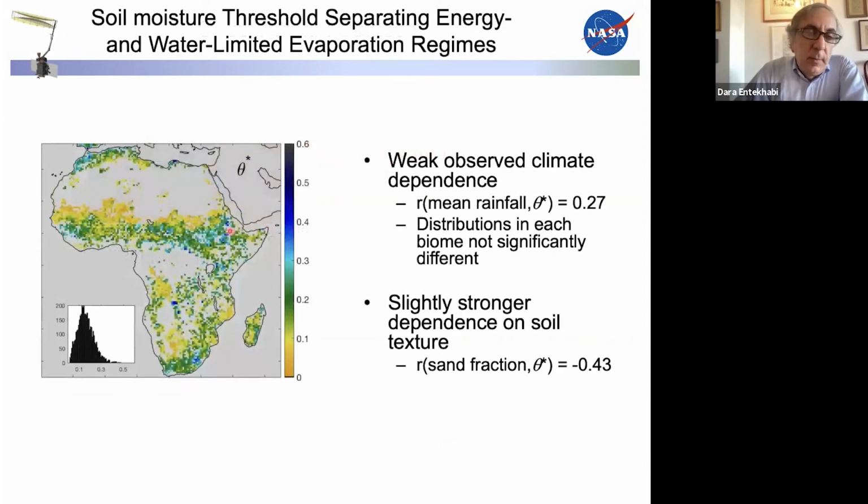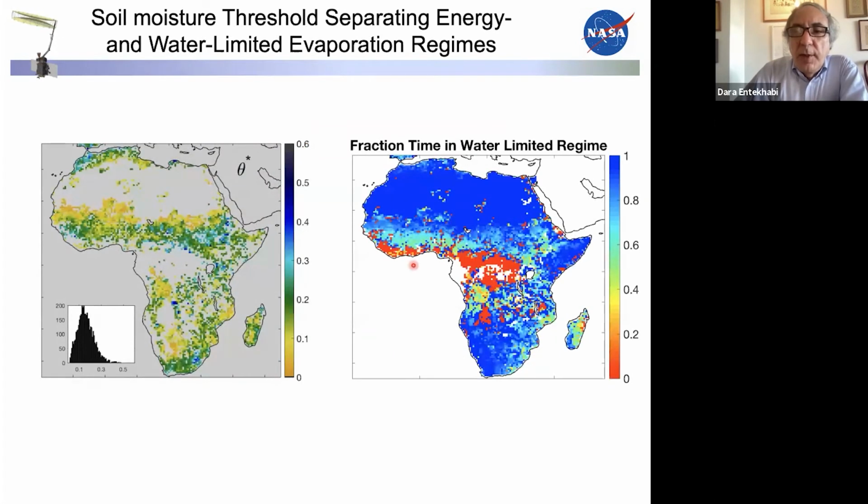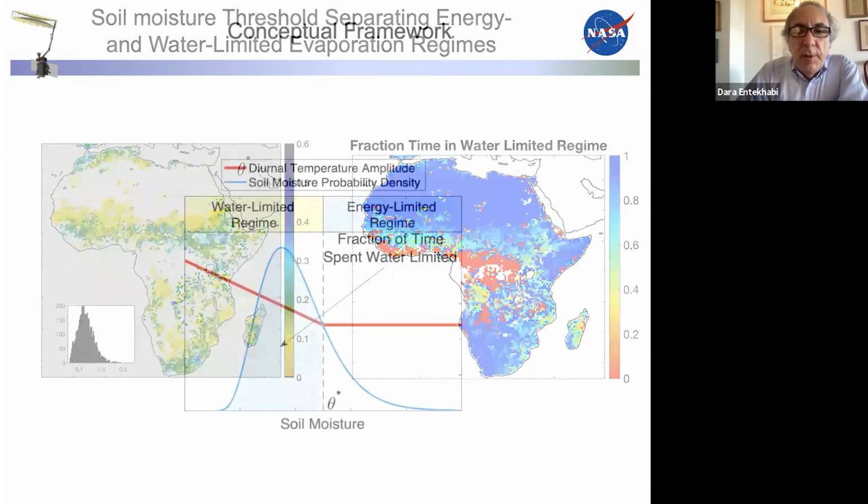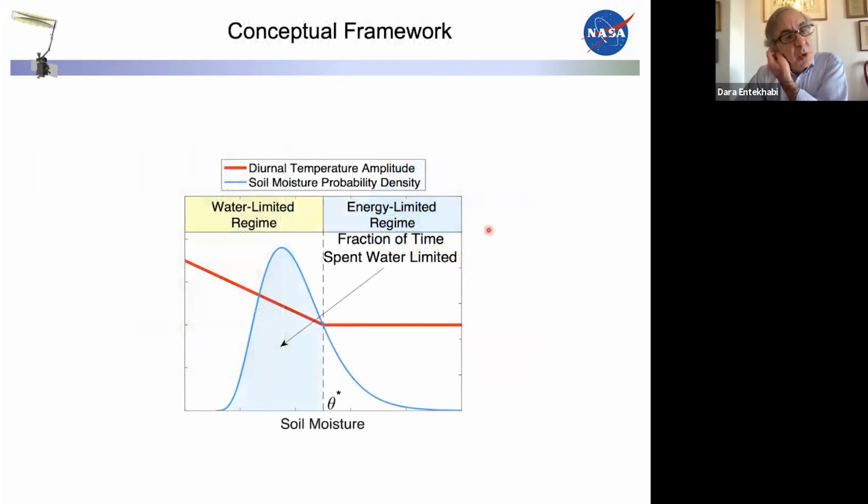So we estimate the soil moisture threshold using that data combined from the two satellites. But more importantly, we estimate the fraction of time that we're in one regime or the other. So this is the fraction of time in the water limited regime, 1 minus the energy limited regime. And the conceptual framework is, again, a derived distribution.